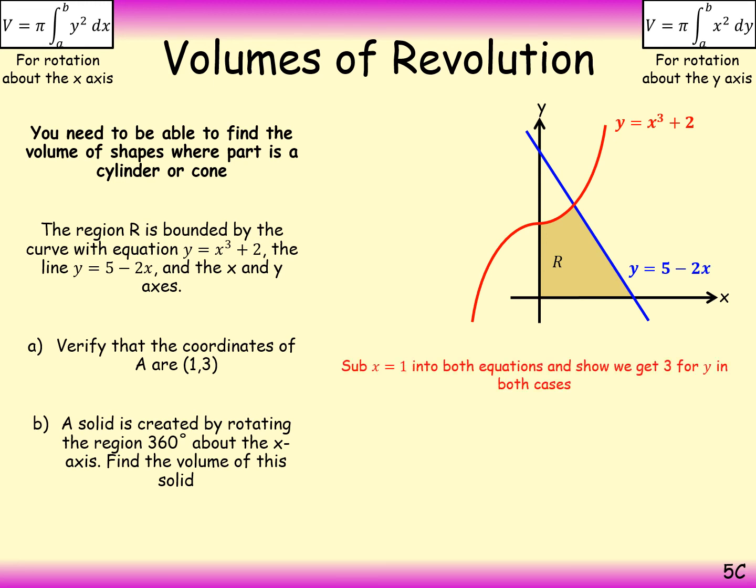Now, if you substitute x equal to 1 in both equations, you get 3 for y. If we substitute into the curve, we get 3. If we substitute into the line, we get 3. So we verify the coordinates of A is indeed (1, 3).